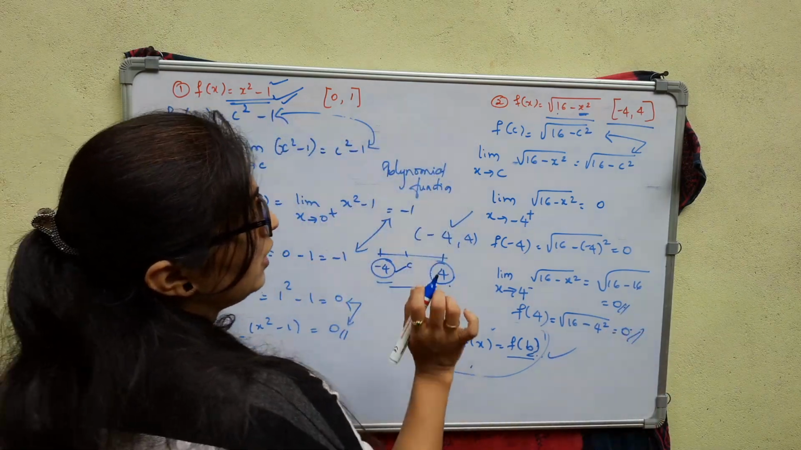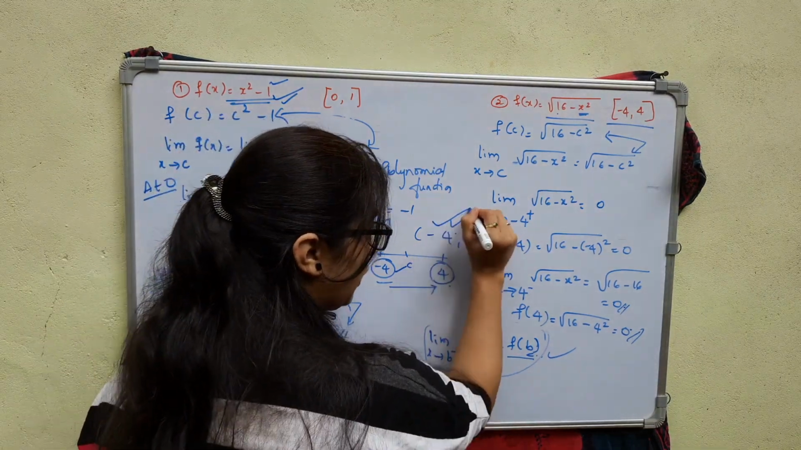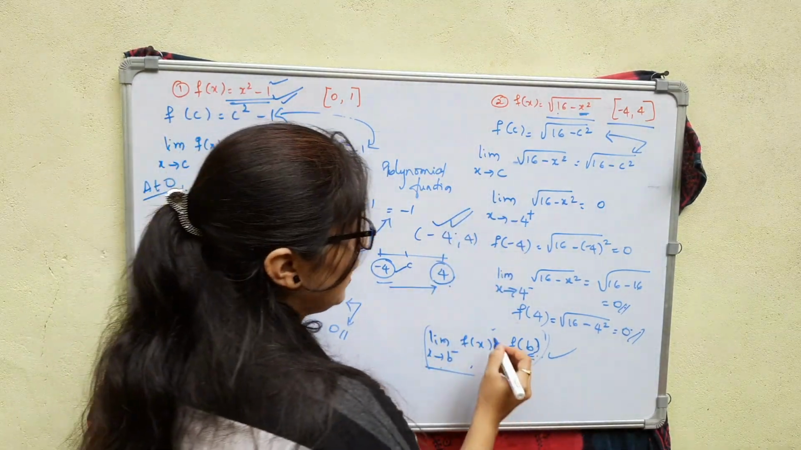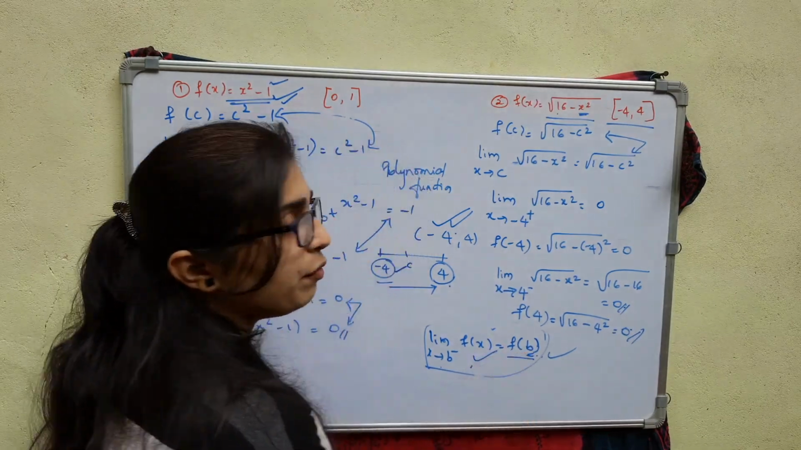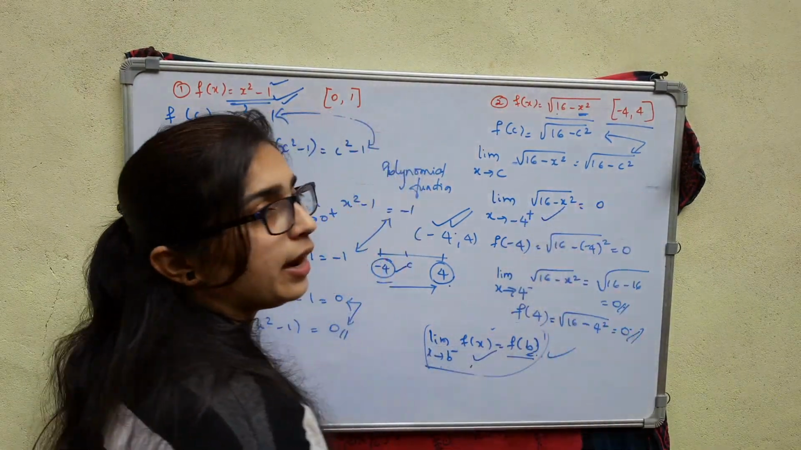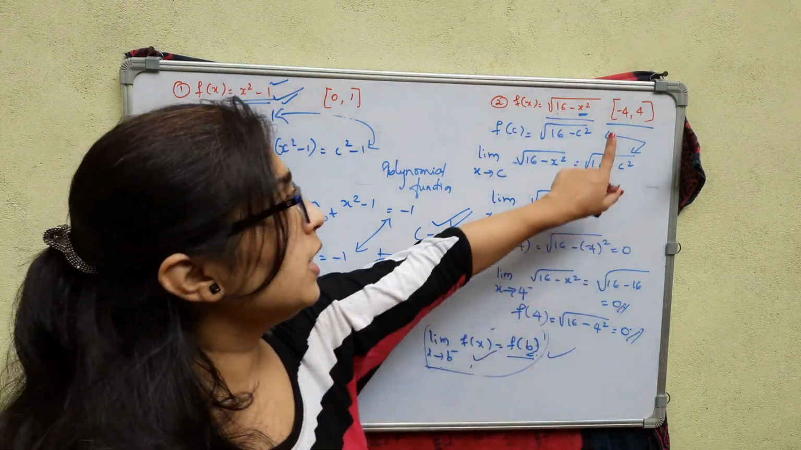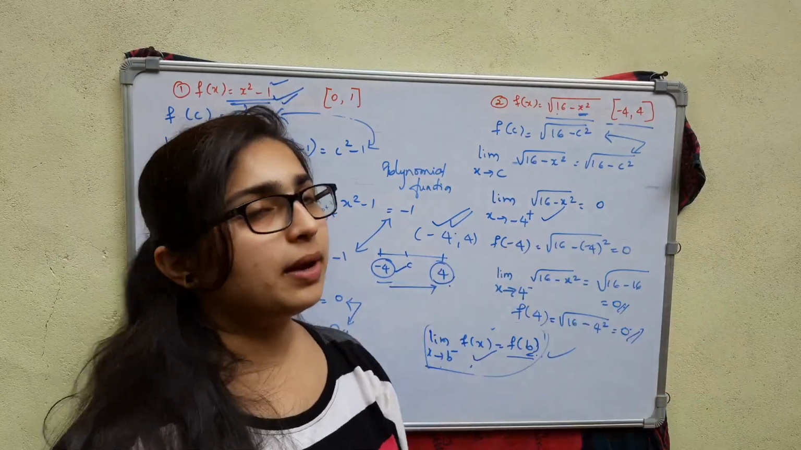Now all three conditions are passing here: it is continuous in the open interval, it is continuous from the left at point b, and it is continuous from the right at point a. So this function is also continuous in this closed interval minus 4 comma 4.